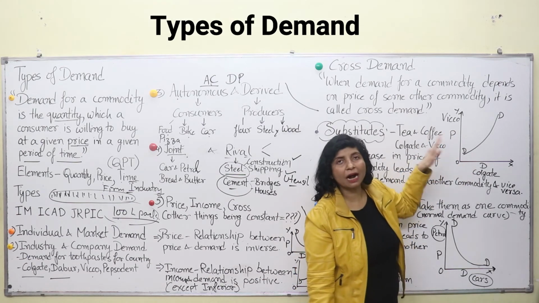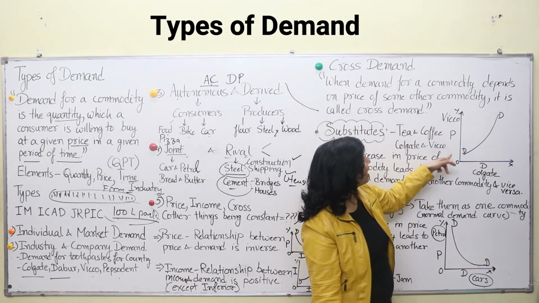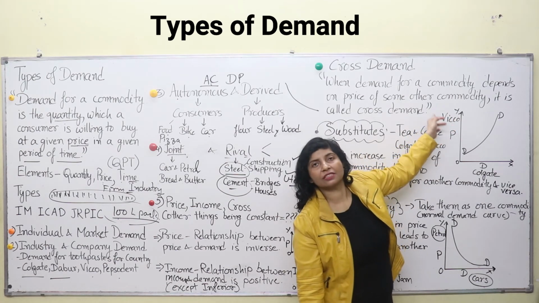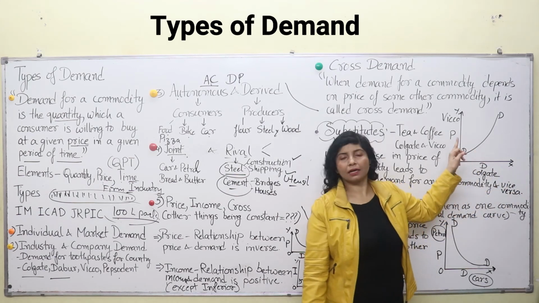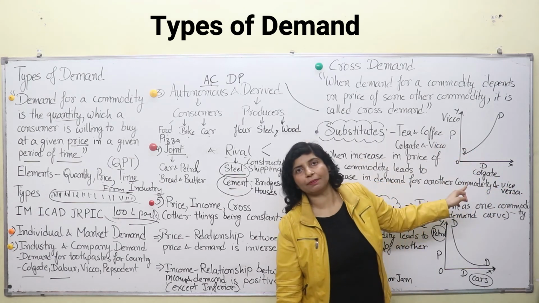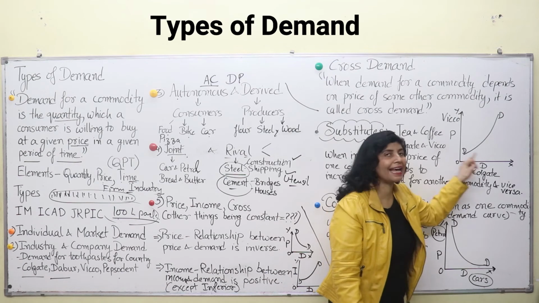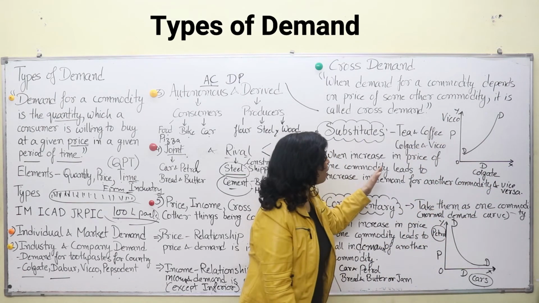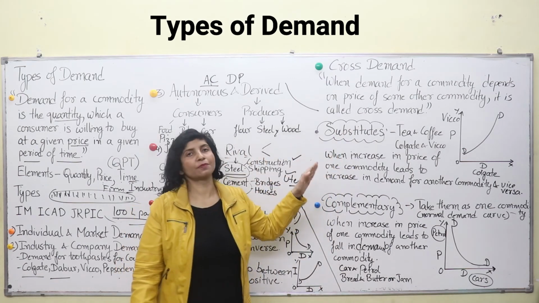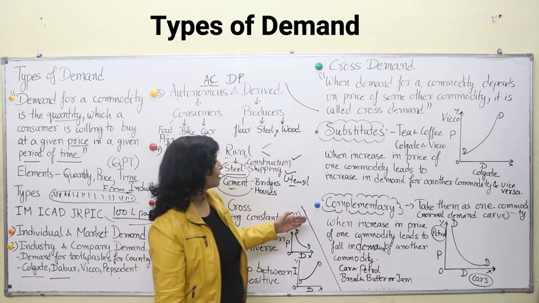So what happens to the demand for Colgate? It rises. Here, the rise in the price of Vico Vajradanti has led to an increase in demand for the toothpaste of the Colgate company. So this company is gaining, because the price of the other company has increased. So this is how the price of substitutes and the demand for substitutes are related. That is the relationship.